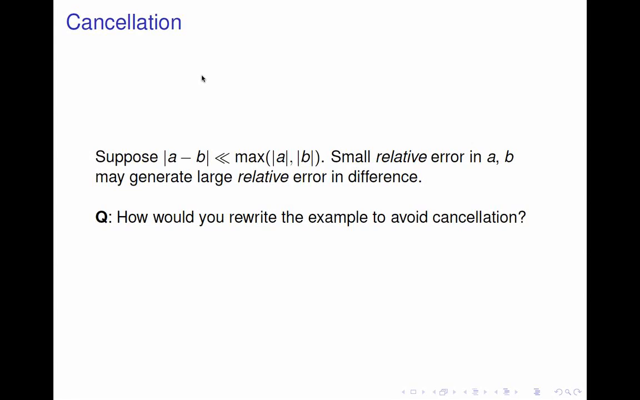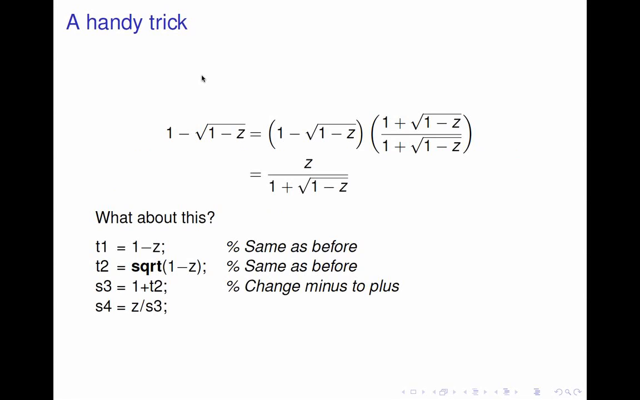So for this particular example, how would we rewrite things in order to avoid the cancellation? Well, there's a standard trick, which is when you've got something unpleasant, multiply it by 1. So in our case, we're going to take 1 minus square root of 1 minus c and multiply it by 1 plus square root of 1 minus c over 1 plus the square root of 1 minus c. Right? So now you do a little bit of algebra, and you get that this is equal to z over 1 plus the square root of 1 minus c.